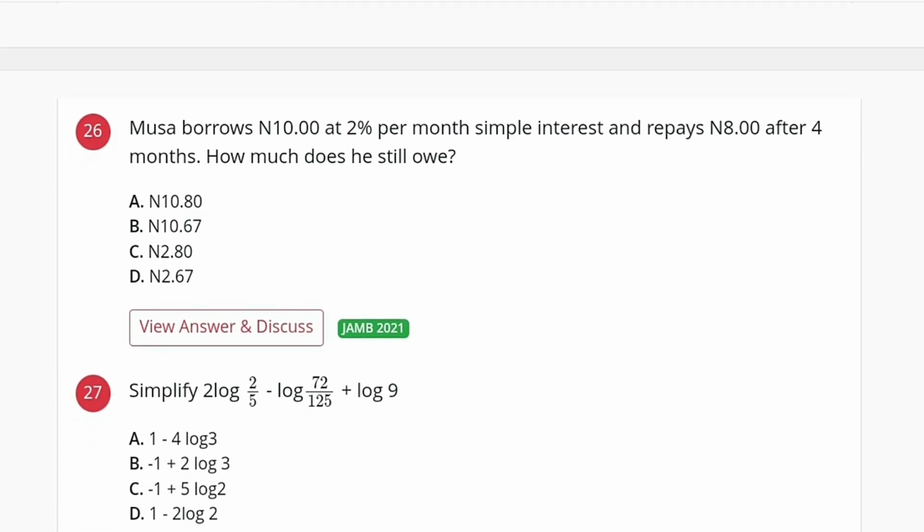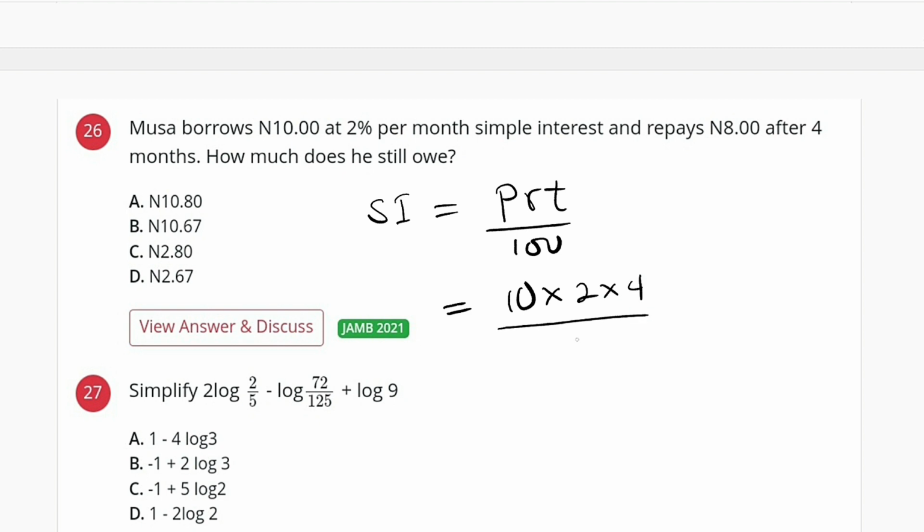Question number 26. Musa borrowed 10 naira at the rate of 2% per month, simple interest, and repays 8 naira after 4 months. How much does he still owe? Okay, this is also simple interest. We have simple interest is equal to principal times rate times time divided by 100. From here you can see the principal, the amount he borrowed is 10, times the rate is 2, times the time for 4 months, divided by 100 here.